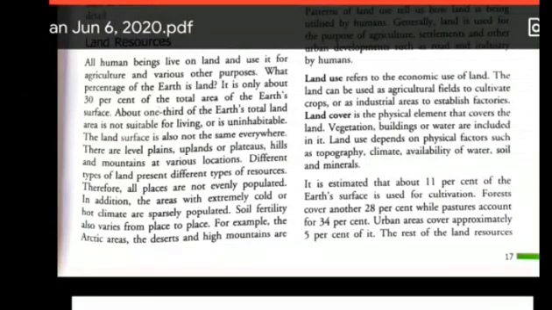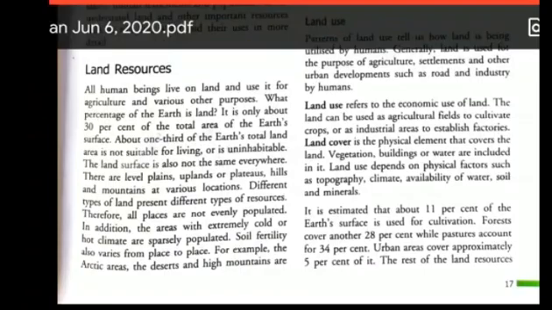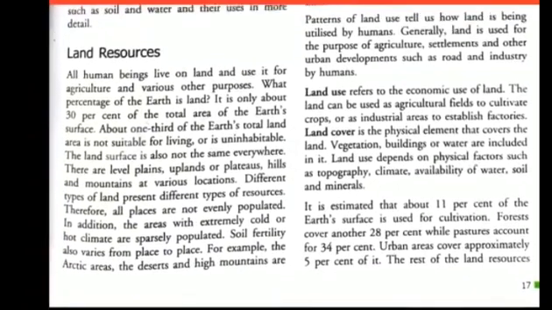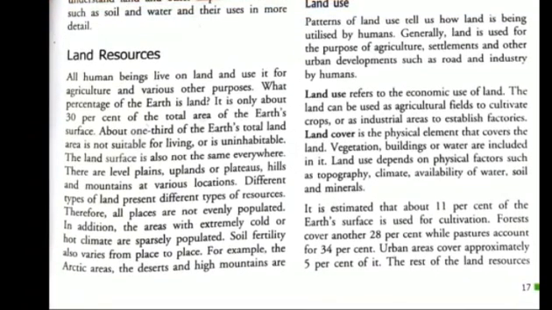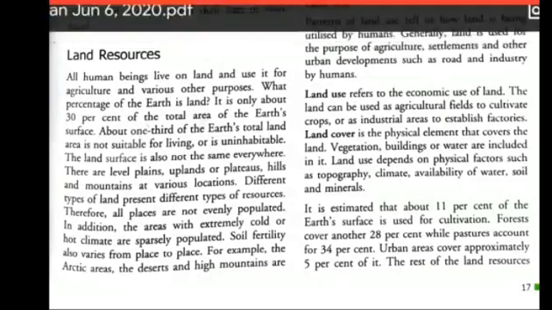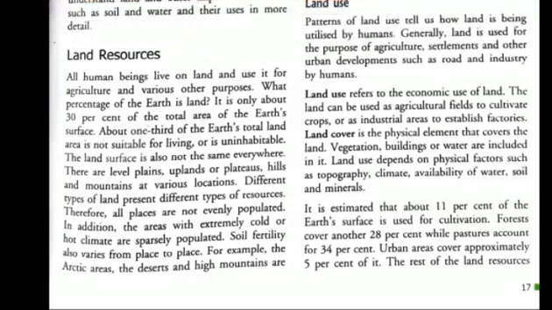But one third of the Earth's total land area is not suitable for living. Even we can find that land surface is also not the same everywhere, as well as different types of land present different types of resources. Even all places are not evenly populated.